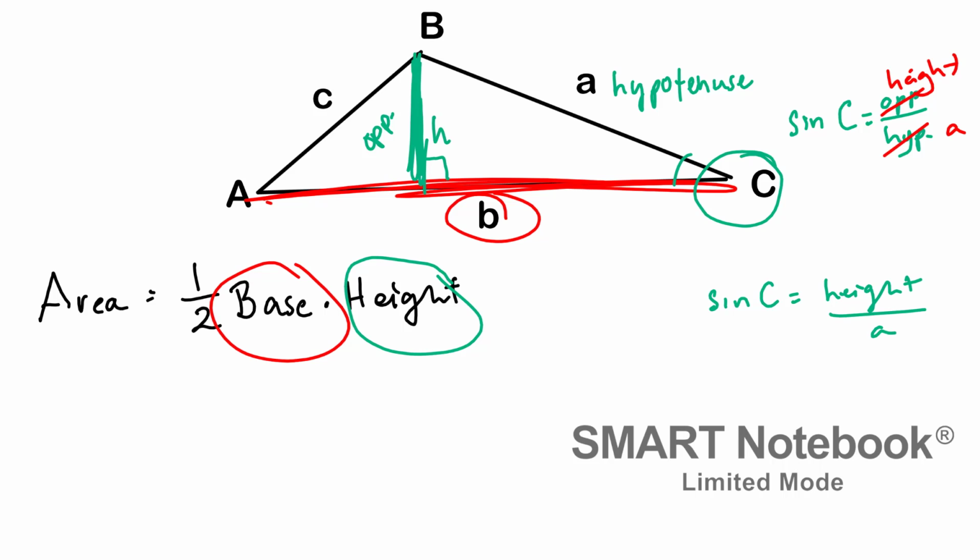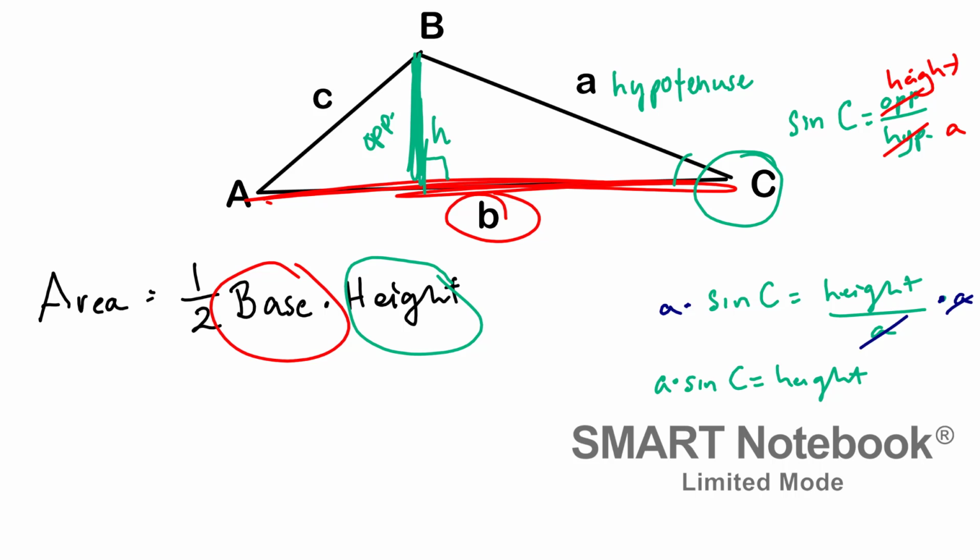Well, we can do some quick algebra here, and we can solve for height by multiplying both sides by that side A, the hypotenuse. A's on the right-hand side are going to cancel out, and I'm now left with height is equal to A times the sine of angle C.